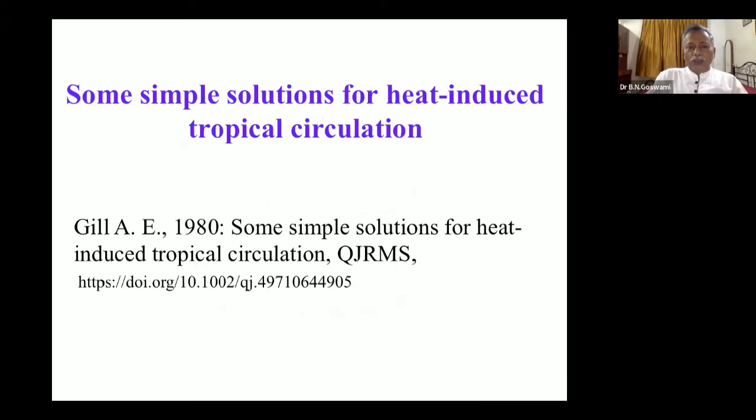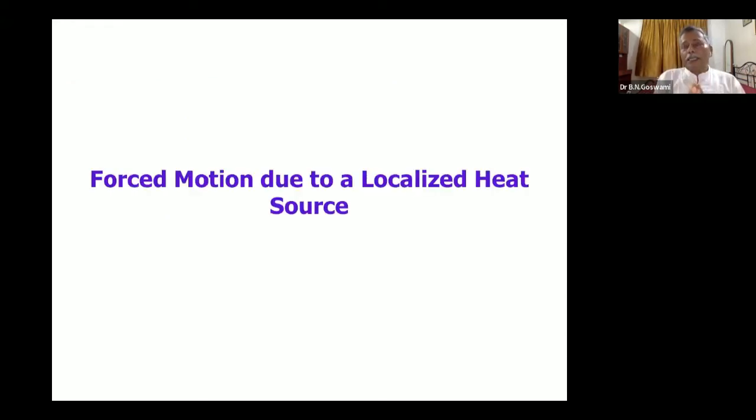Next we'll go to a more complicated, or more reasonable, sort of heat source, which is localized. Suppose I have a heat source like the monsoon. The monsoon heat source is localized, right? The rainfall is just confined over a smaller region. And now, given that kind of a heat source, what will be the response?